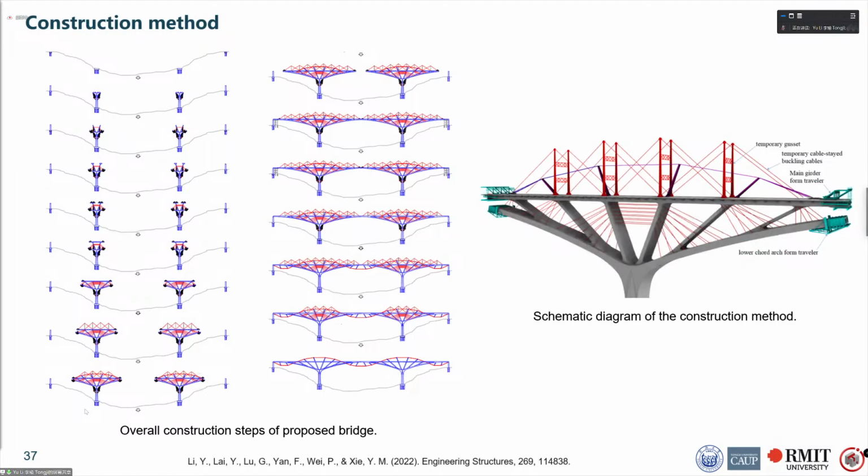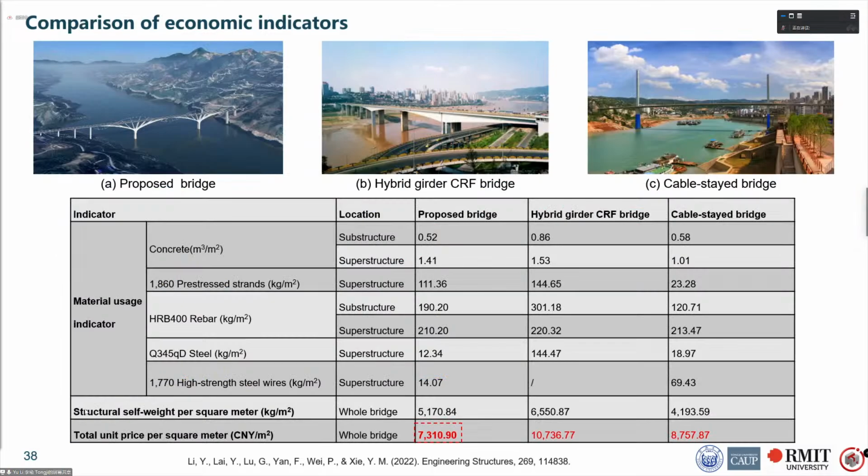For this completely new bridge form, we have developed a feasible construction method and workflow. There is no need for special equipment or methods to build this bridge. It can be constructed completely using currently developed construction techniques. More importantly, compared with other bridge types, such as the hybrid girder CRF bridge and cable-stayed bridge with similar spans, the proposed new bridge is also competitive in terms of economic indicators, which can save at least 17% of material cost.